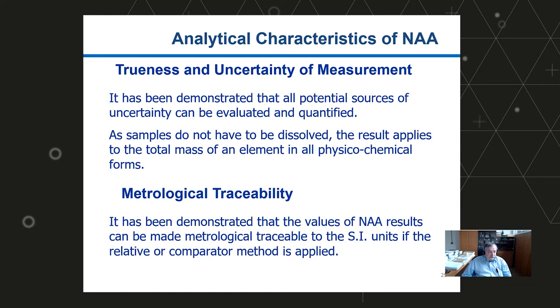So, as I already mentioned, all potential sources of uncertainties can be very well evaluated and quantified. We can determine only the total masses. And we cannot do the speciation analysis, but on the other hand, we have metrological traceability to SI units, which makes this method very, very useful.